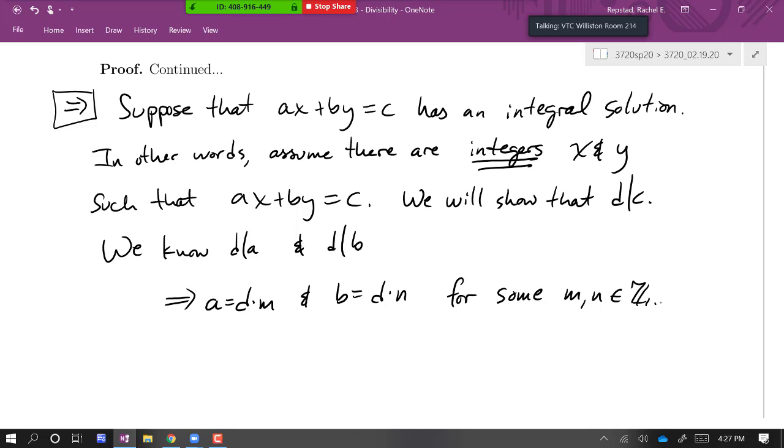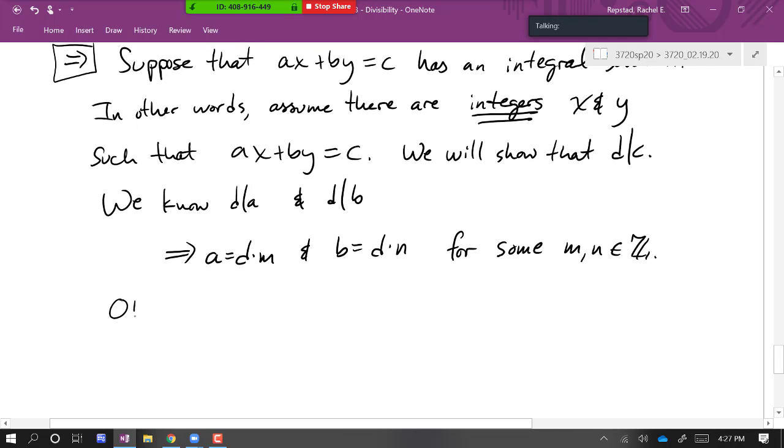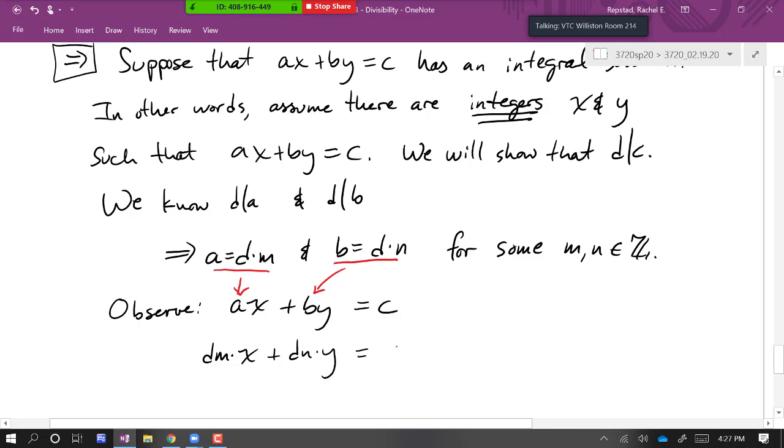Now, we have an equation that we get to use, right? We know that ax plus by equals c is an equation of integers. Let's start with that equation. And I'm just going to make some substitutions, for a here and for b here. So we have dm times x plus dn times y is equal to c. We're trying to show that d divides c.